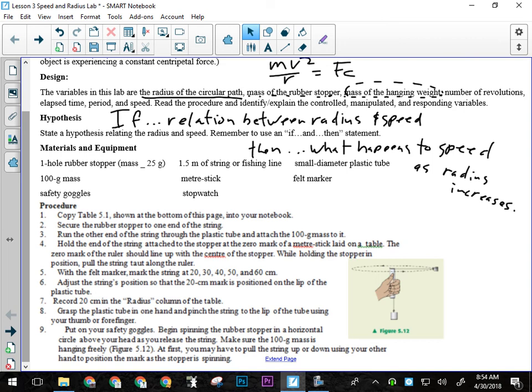I've only ever had one person get a shiner doing this lab. And that person could have got a shiner walking around in the hallway. Some people are just more accident prone than others.